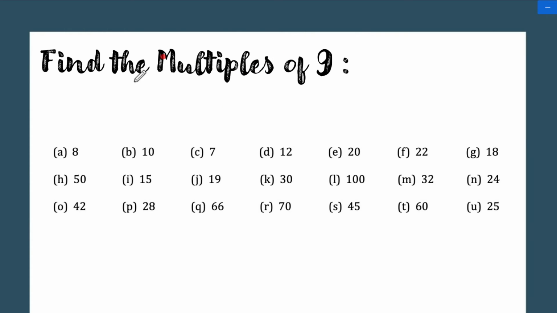Okay, let's have a look. This is too small, too small. A multiple of a number is bigger than the number, not smaller. Okay? 15, no, 19, no, 100, no. These numbers added, if you do 3 plus 2, 6, no. 2 plus 4, 6, no, doesn't work. No, nope. Nope, yes. Nope. Okay, so we only have two multiples of 9.